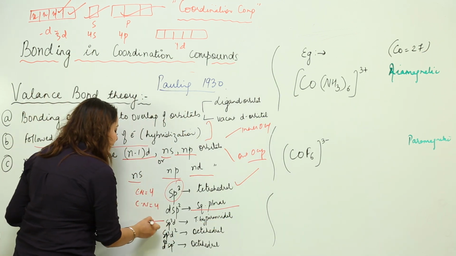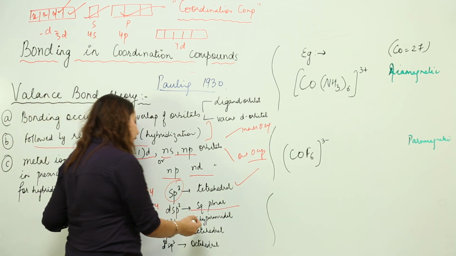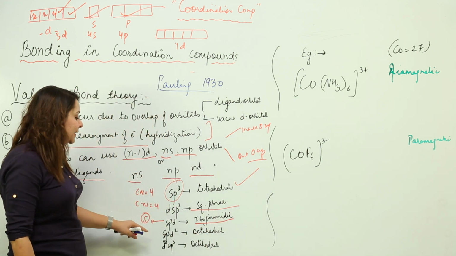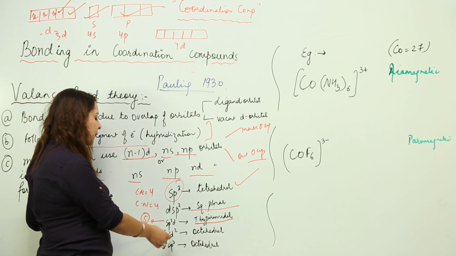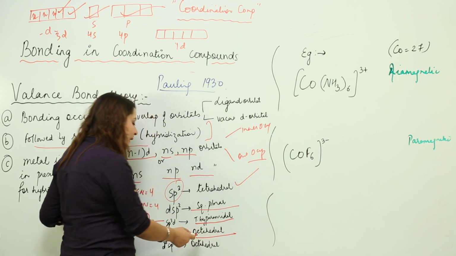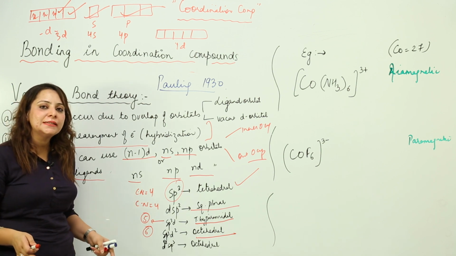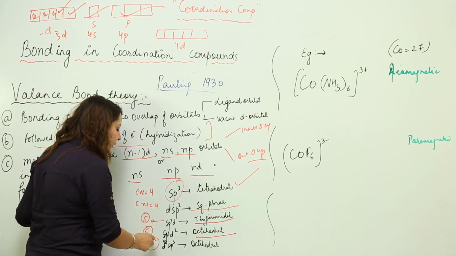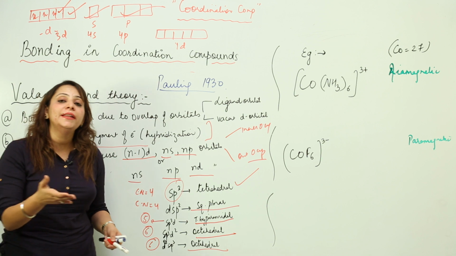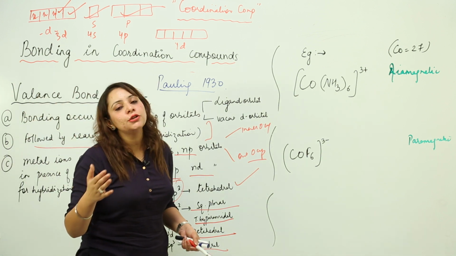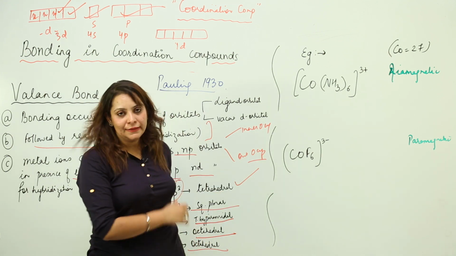Likewise, if the coordination number is 5, that means 5 ligands are bound, and it is making use of outer d, the shape is going to be trigonal bipyramidal. And if the coordination number is 6 and it is again making use of the outer d orbital, that is sp3d2, then the shape is going to be octahedral. And if it is making use of inner d orbital and the coordination number remains 6, that means d2sp3, then again the shape is going to be octahedral. So by just looking at the hybridization, whether it is making use of inner d or outer d, you can explain the shape of the compound.